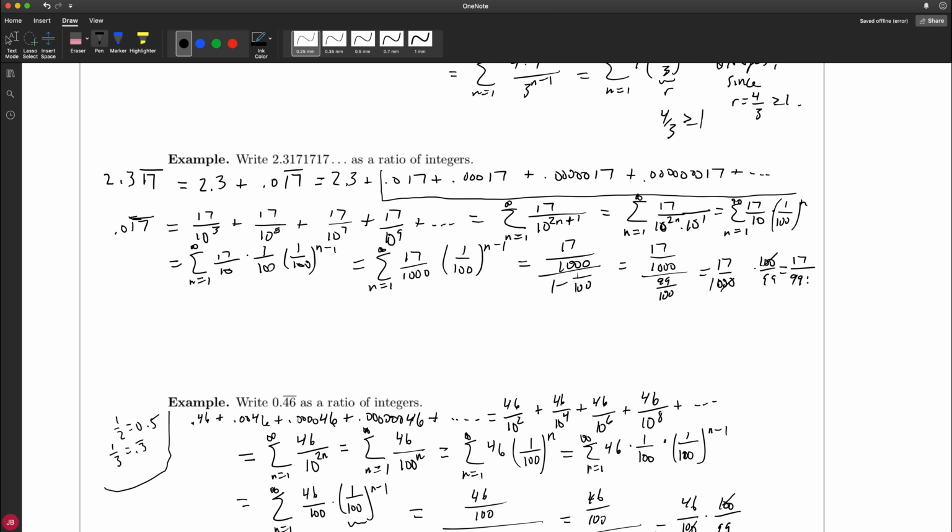Now you might be thinking we're done, but we're not. We just showed the repeating part, what that's equal to, 17 over 990. We still need to add on the 2.3. So 2.317 with a bar over the 17 is 2.3 plus 17 over 990. Add fractions. This is 23 over 10. And I'm not going to go through all the work, but what you get is 1147 divided by 495. And I encourage you to plug this into a calculator and try it out, right?